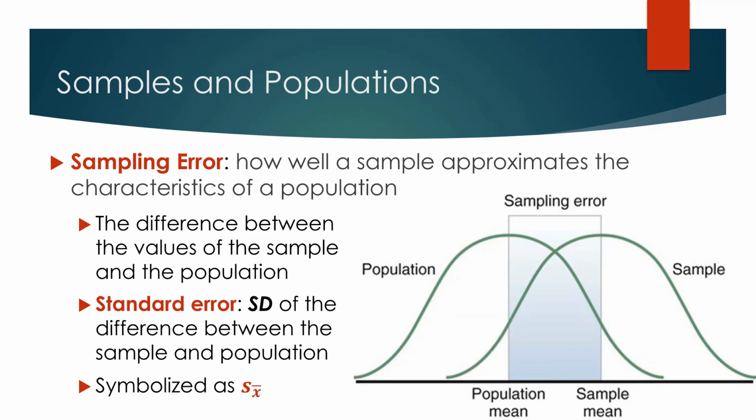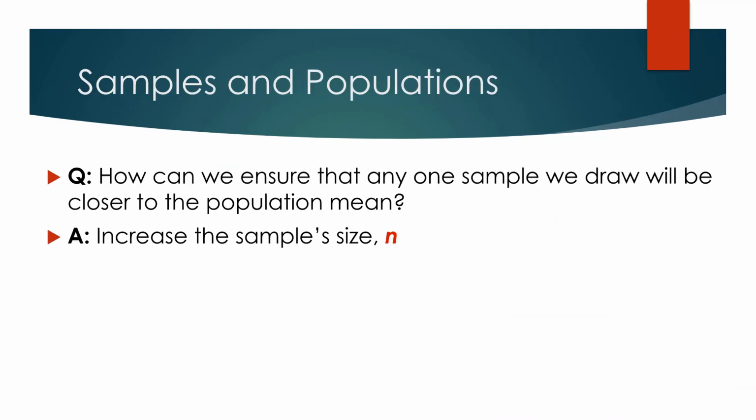So you want your sample to be as close to the population as possible. So you're looking for a standard error that is as small as possible. It will probably never be 0, but you want it to be as close to 0 as it can be. So here's a question as we begin to wrap up this topic. How can we ensure that any one sample we draw will be closer to the population mean? Think about this when you're sampling people. You don't have all the time and resources to take 100 samples.